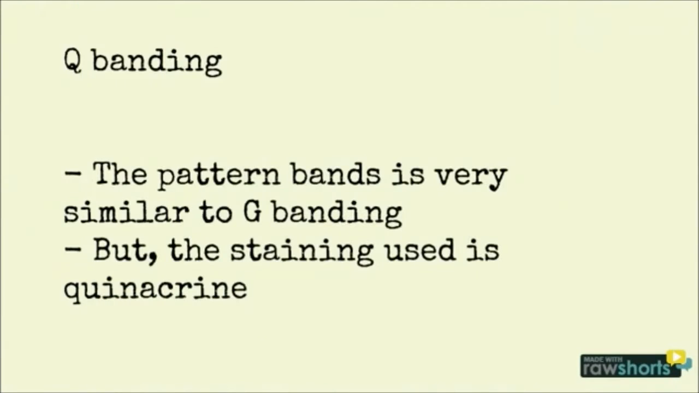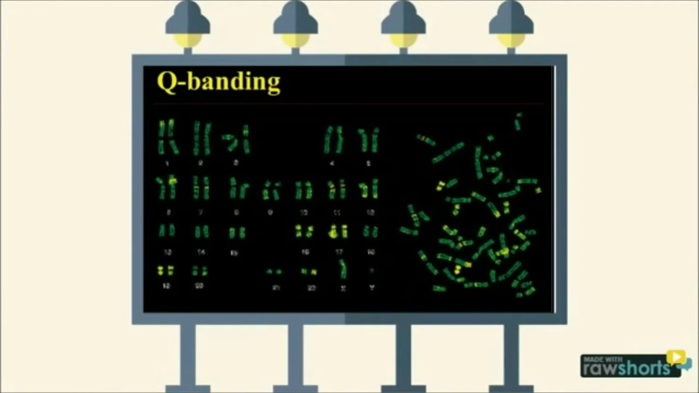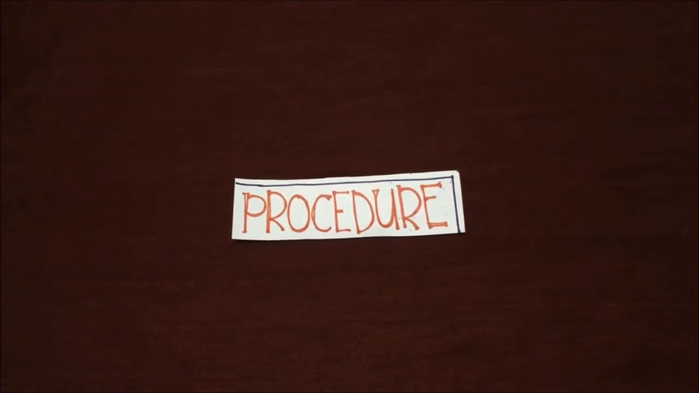Q banding: the banding pattern is very similar to G banding, but the stain used is quinacrine, which is a fluorescent dye.